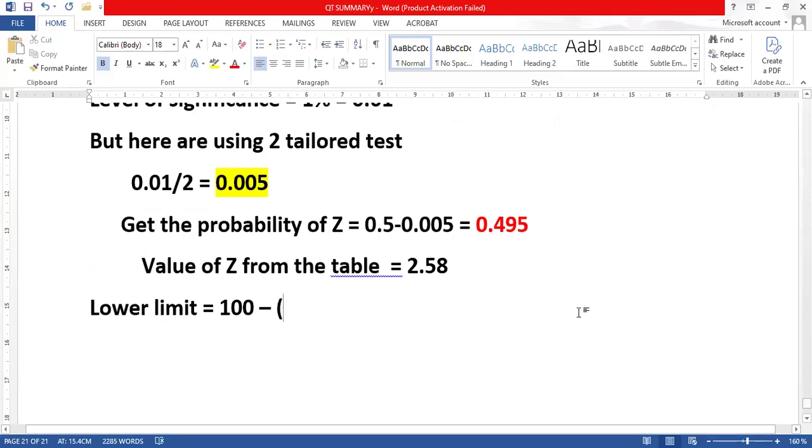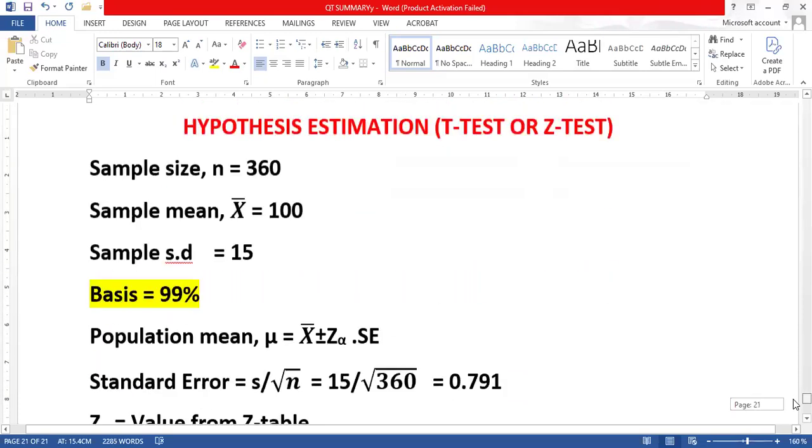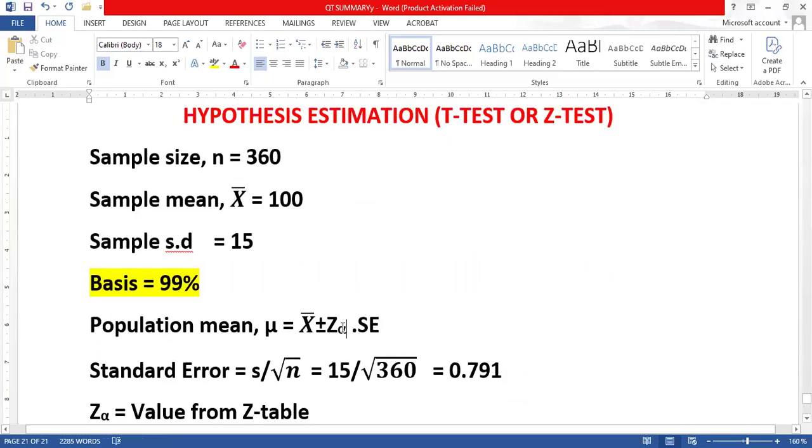What is the value from the table Z? 2.58. Then times what is the standard error? Because the formula is saying, after writing the value from the table, multiply by the standard error. This is our standard error.